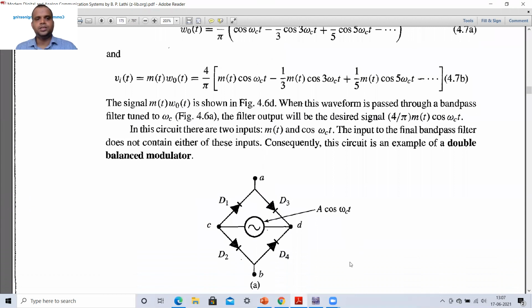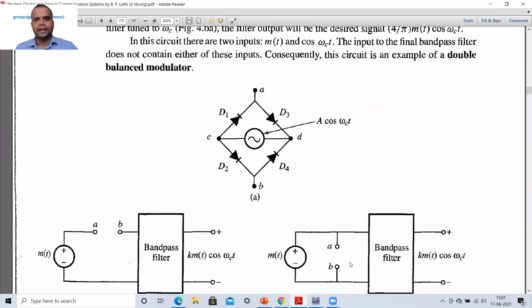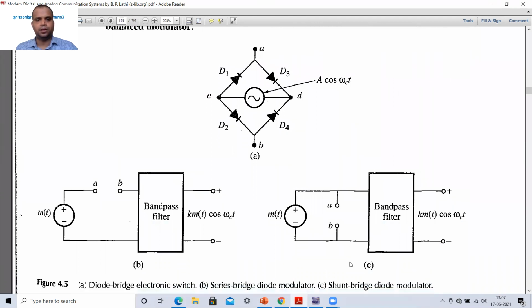Okay, this is our bridge kind of network. Here you can see that we have a diode bridge electronic switch. This type of circuit we can use. This is again a switching modulator. Again, its function is similar to our ring modulator that we have already studied in our theory lecture.